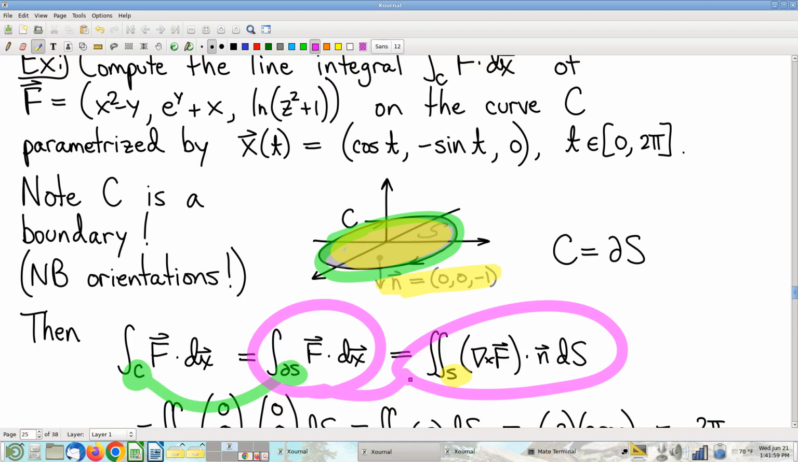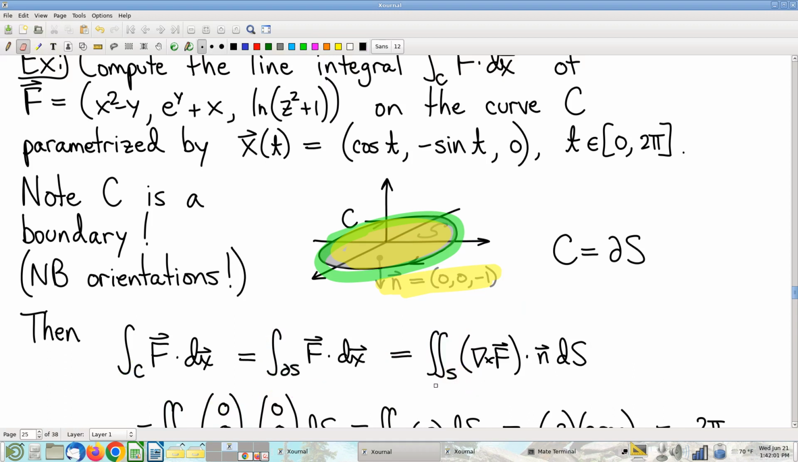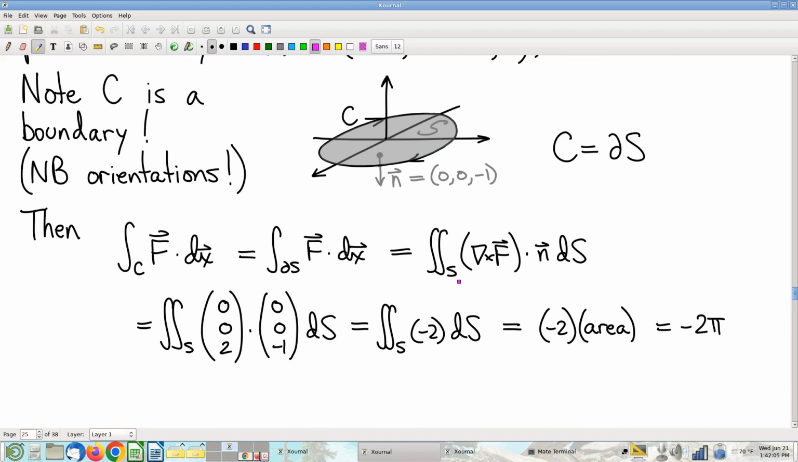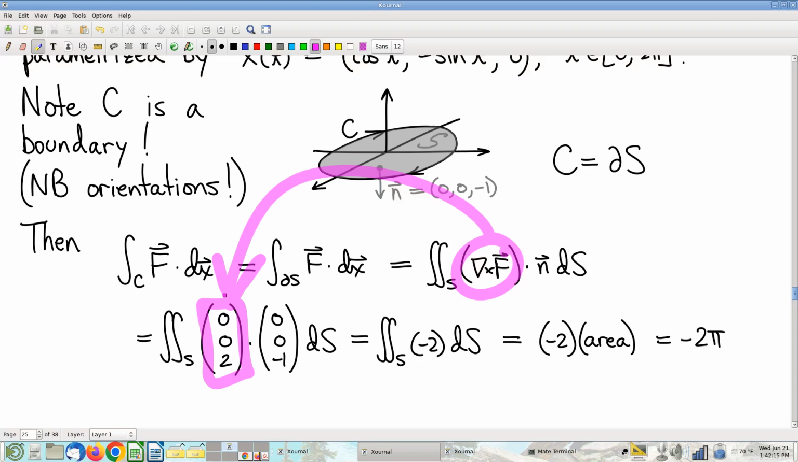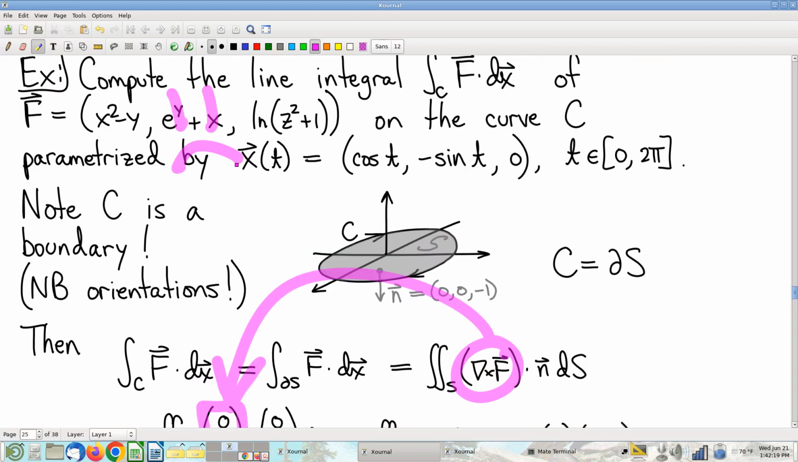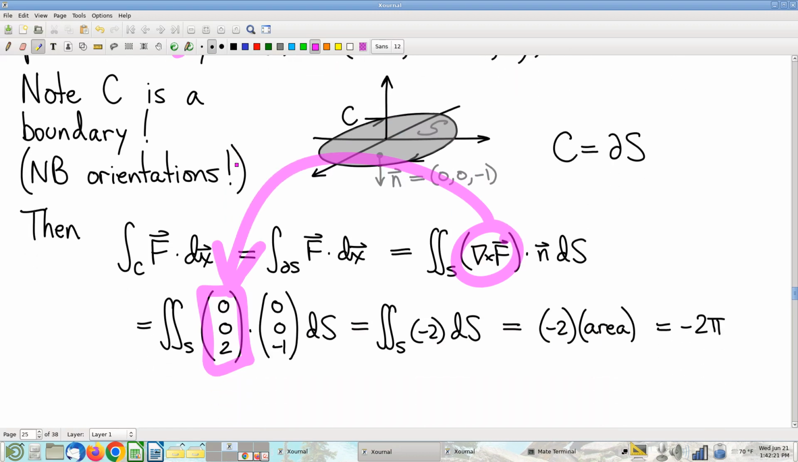We have now a new flux integral, and we have to ask the question, can I compute that flux integral? Well, the curl for that vector field turns out really nice. The curl is just 0, 0, 2. So that's a big win, right? This ugly vector field has a really nice curl.